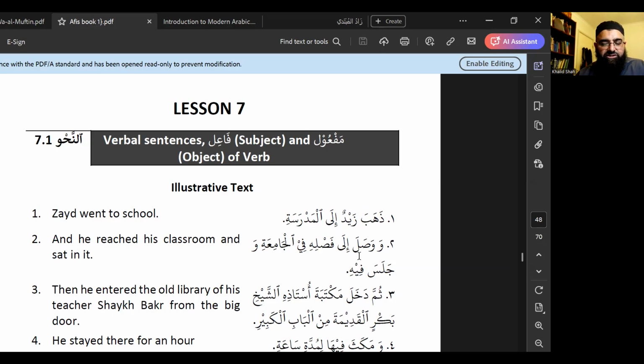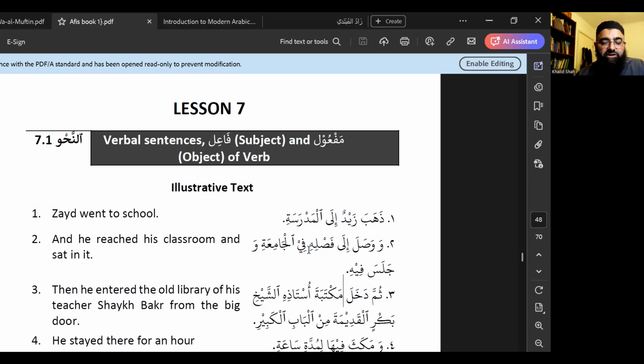ووصل إلى فصله, very similar structure. ووصل إلى فصله في الجامعة وجلس فيه. So this is like a separate sentence. ووصل إلى فصله, wasala means to reach, and he reached. Where's the he? That's in wasala, like I explained before. There's nothing after it, no other noun like Zaydun. You could say ووصل زيد إلى فصله في الجامعة وجلس فيه, and sat in it. So ووصل, and he reached إلى فصله, to his classroom, في الجامعة, in the university. الجامعة is university. وجلس فيه, and that's a separate sentence.